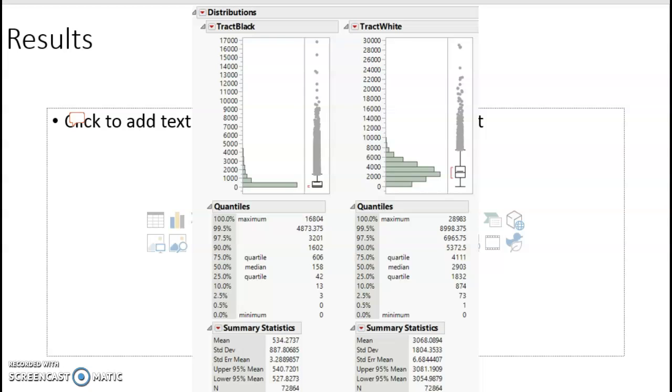So these are the distributions of tract black and tract white in the food deserts. I just want to point out that the 100% quantile for tract white is 28,983, and for black it's 16,804. So there are almost twice as many white people living in food deserts than black people, which is not what I expected.